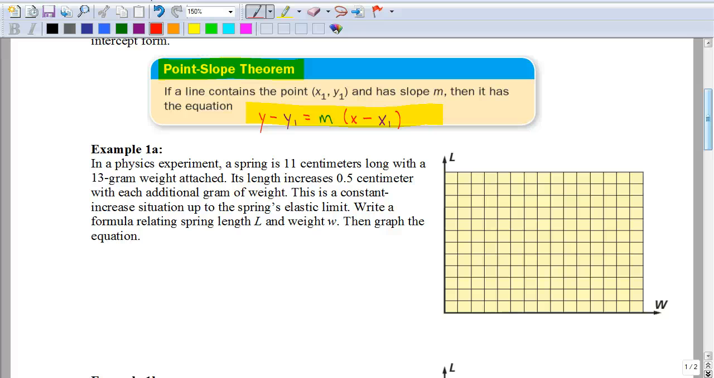So to start out with, we have some numbers. We have this 11 centimeters that represents the length of the spring when a 13-gram weight is attached. That's actually a coordinate. Now you want to make sure that you write this coordinate correctly, because how we write it is going to affect how we graph it, and it's going to affect our equation.